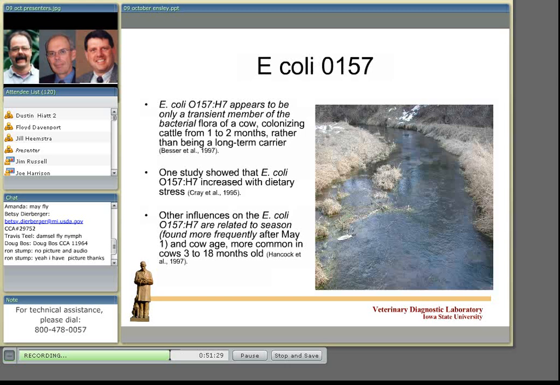So from previous studies, it looks like the E. coli, one of the organisms we were interested in, is a transient member in the cow. It shows that dietary stress can increase the shedding of O157, and there are other influences besides diet too that can increase the shedding of the O157.